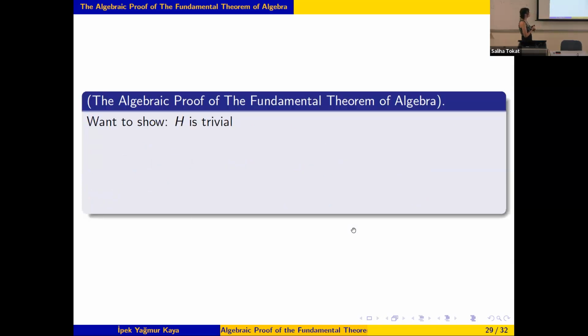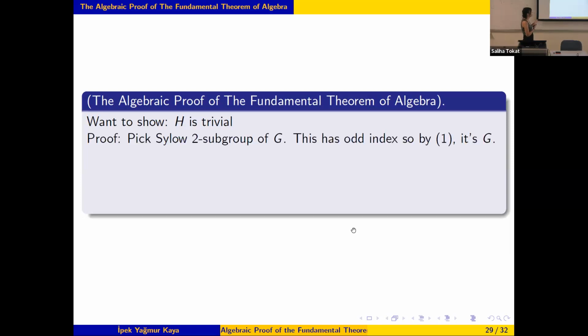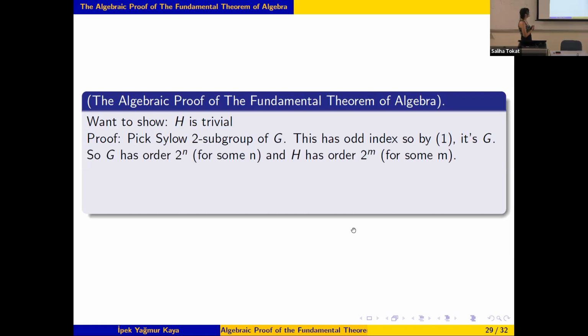Now we want to show that H is trivial. So let's pick a Sylow 2-subgroup of G. This has odd index, so it's all of G. So G has order 2 to the n for some n, and H has order 2 to the n for some n. So H is nilpotent, because any group of prime power order is nilpotent.